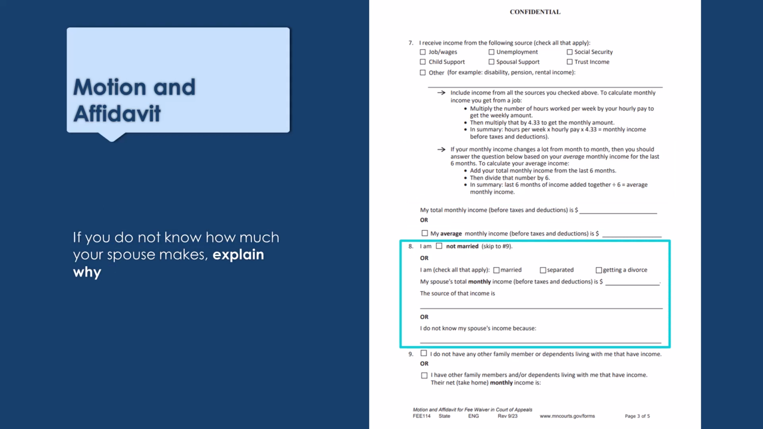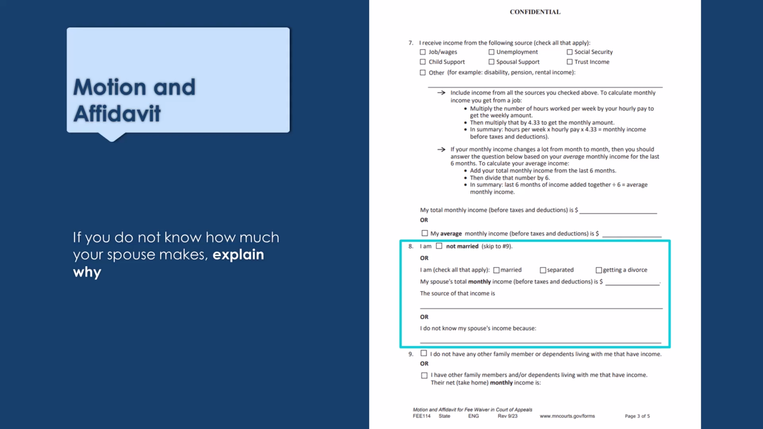Question 8 asks about your spouse's income. If you are not married, check the box for I am not married and skip to question 9. If you are married, check the box that matches your marital status. Next, write down how much your spouse makes each month before taxes are taken out in the first blank. In the second blank, write down how they earn their money. For example, from a job, spousal support, or some kind of assistance.